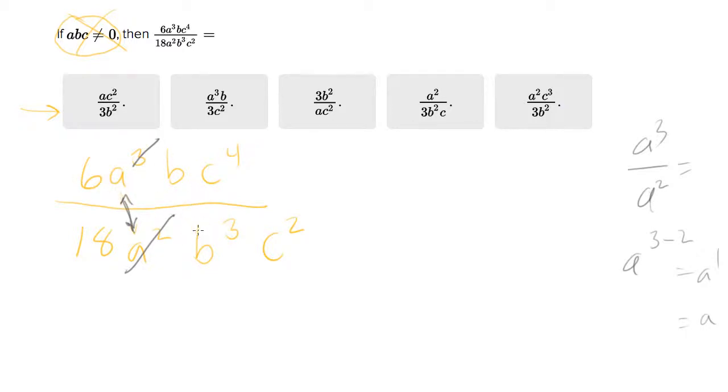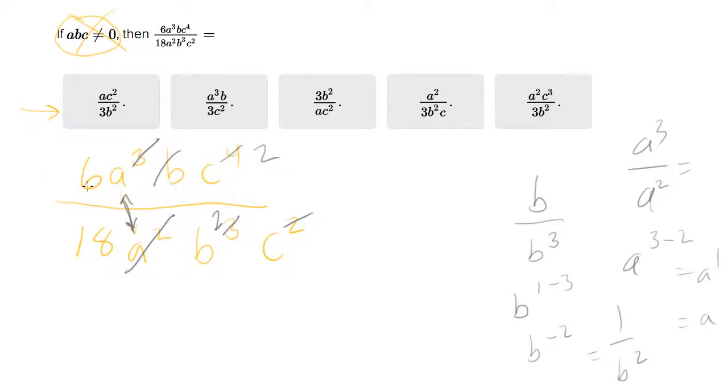I'm going to do a similar thing with b. So b over b cubed is the same as b to the 1 minus 3, which is equal to b to the negative 2, or 1 over b squared. So I'm going to cancel this b and cancel out the 3 and leave 2. And you can see that the net effect is you cancel out the same number of variables in the numerator and the denominator. So we have 4 c's in the numerator, 2 c's in the denominator. Let's get rid of 2 of those from both, and we'll be left with c squared.